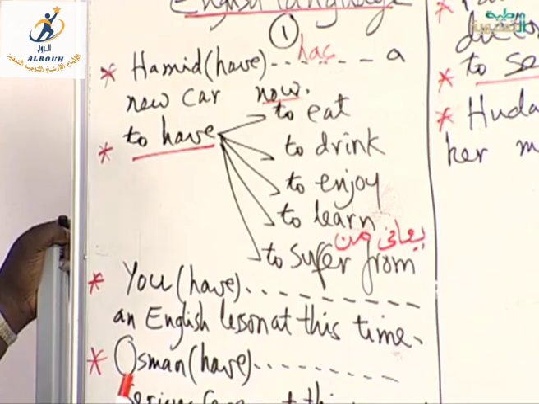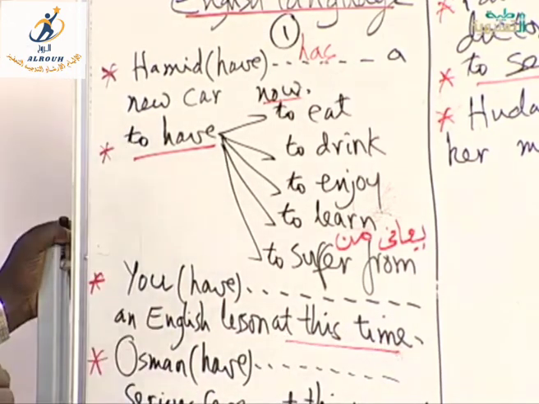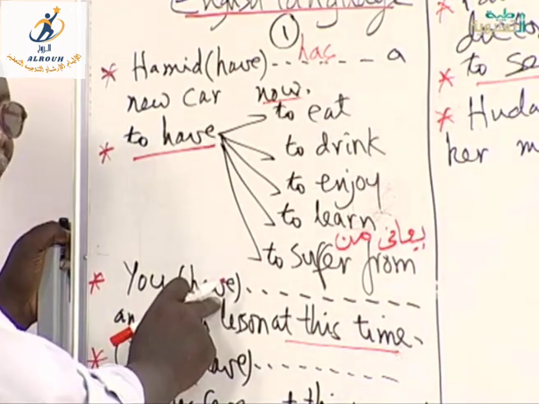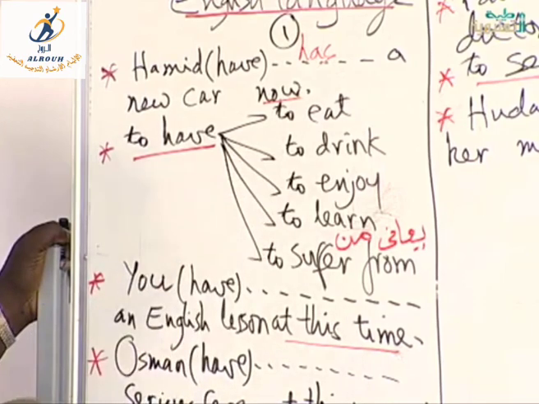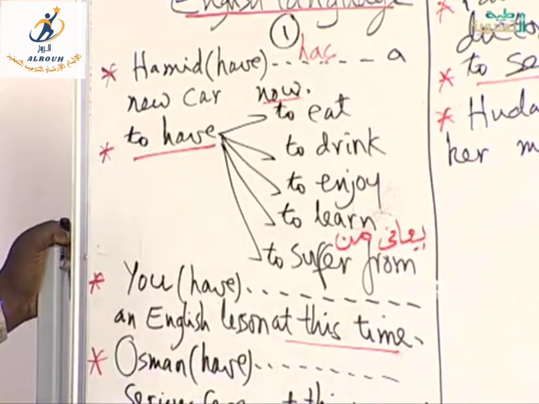See? The indicator that we have here at this time is for the present continuous tense. The verb have in this case, I'm sure you can tell the answer. What does it mean, have here? It is one of these meanings. Yes, it means to learn. So we are going to use the present continuous.